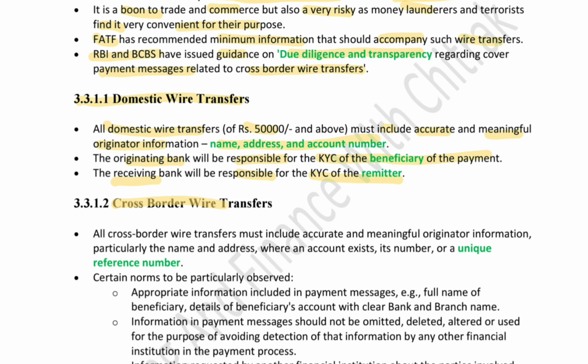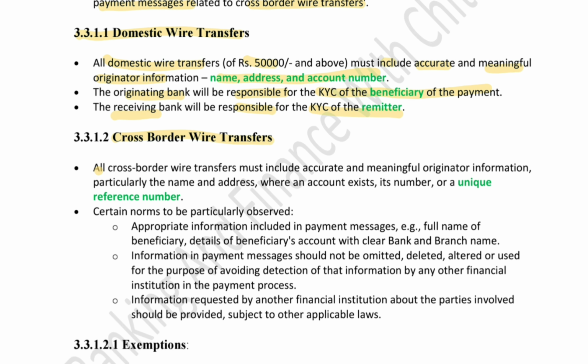Now, cross-border wire transfers. All cross-border wire transfers must include accurate and meaningful originator information, particularly the name and address, where an account exists its number, and a unique reference number.